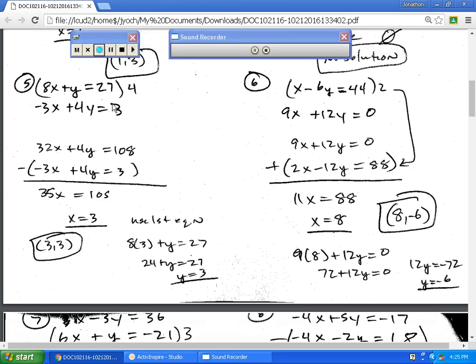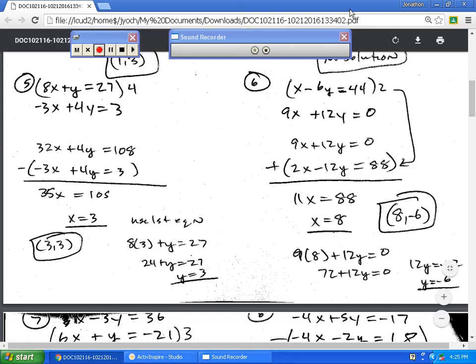Guys, on this one, maybe we want to eliminate the y, so you're going to multiply this by 4. You're going to get 32x plus 4y is 108. The 4 y's match up, same sign, so you're going to use subtraction. Be careful here when you do 32 minus a negative 3. That's really 32 plus 3, 35. 35x is equal to 105. X is 3. Plug it in to the top equation. 8 times 3 is 24. Subtract 24 from 27. Y is also 3.